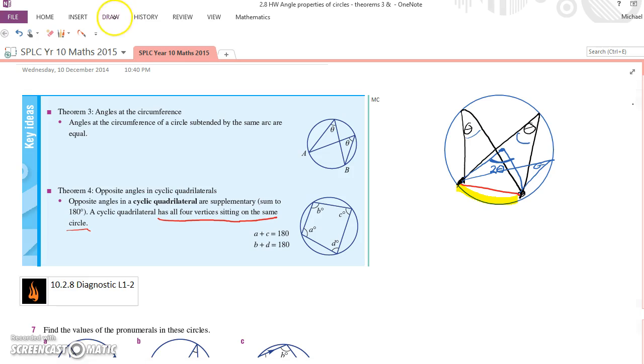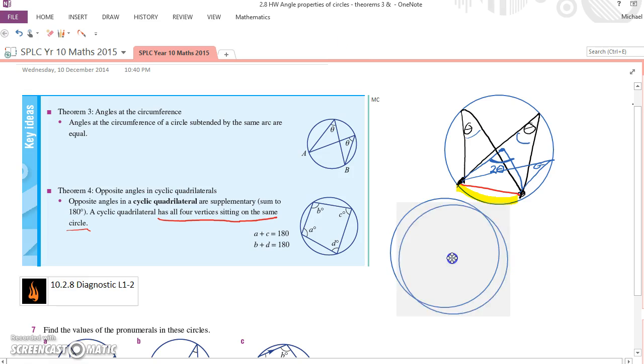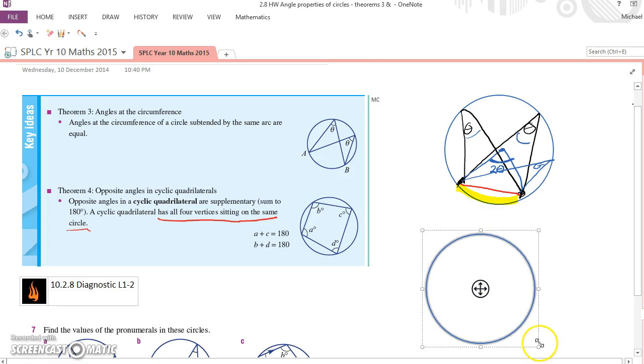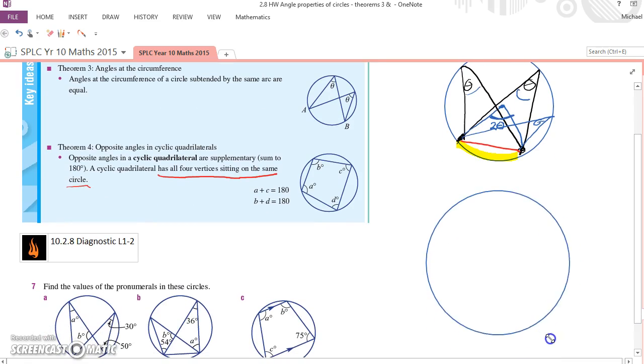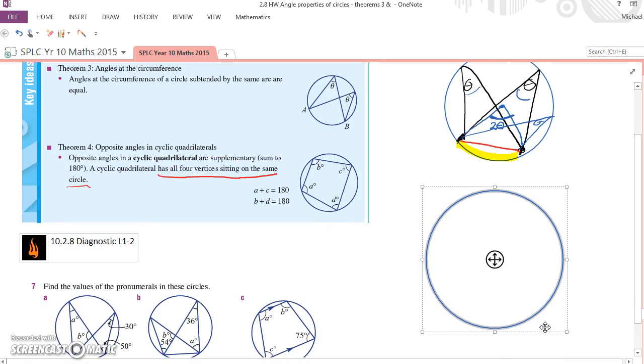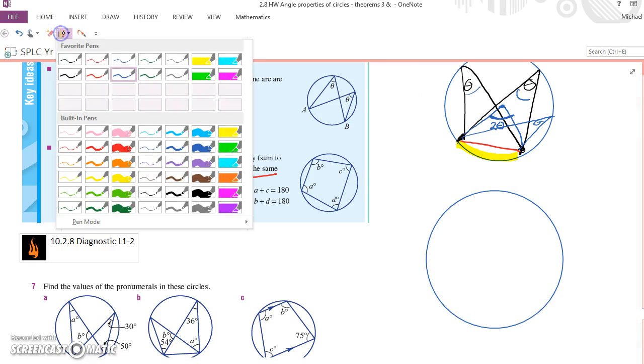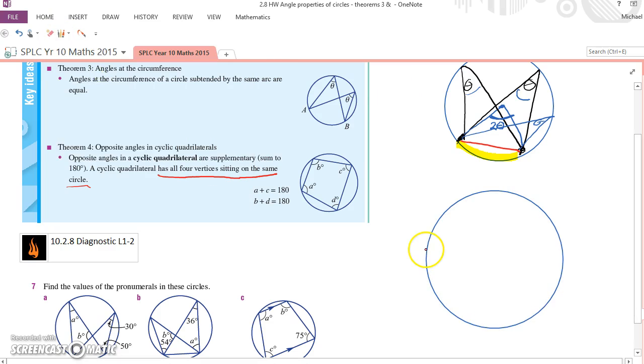Let's have a look at Theorem 4 about cyclic quadrilaterals. What is a cyclic quadrilateral? A cyclic quadrilateral is one where, you can see I've underlined it there already for you, it has all 4 vertices sitting on the same circle. If you have that situation, you have a cyclic quadrilateral. I'm going to draw in a cyclic quadrilateral here with my incredible artistic skills.